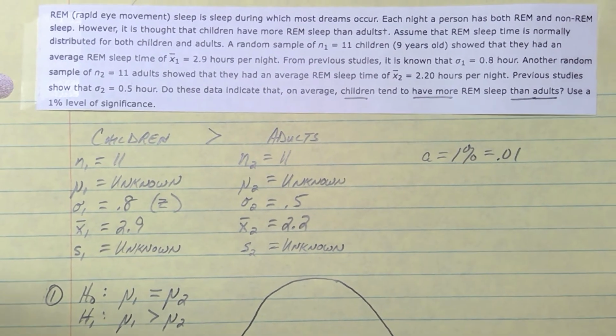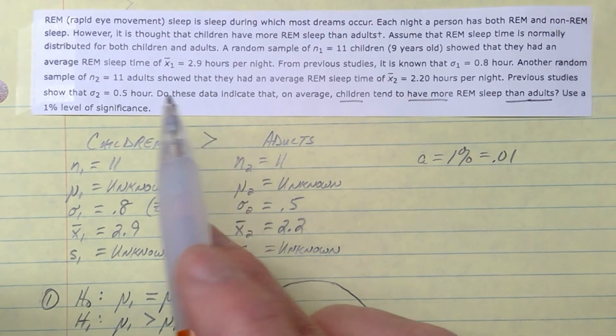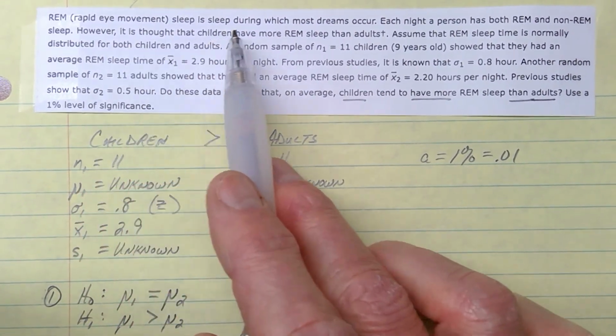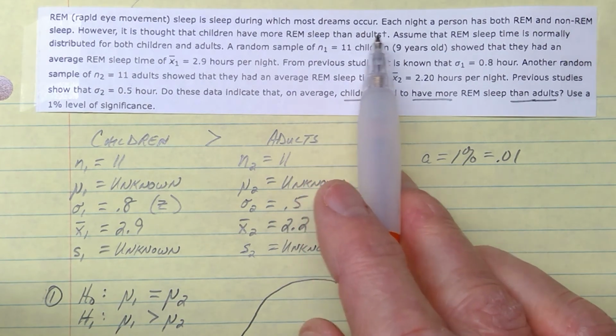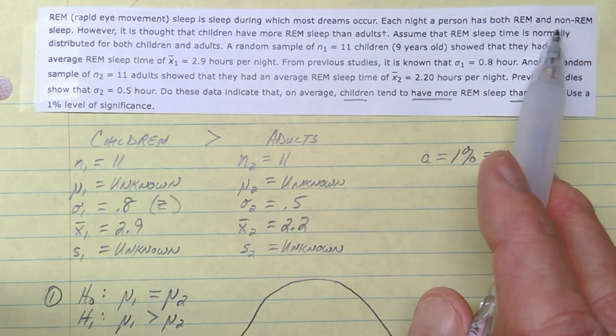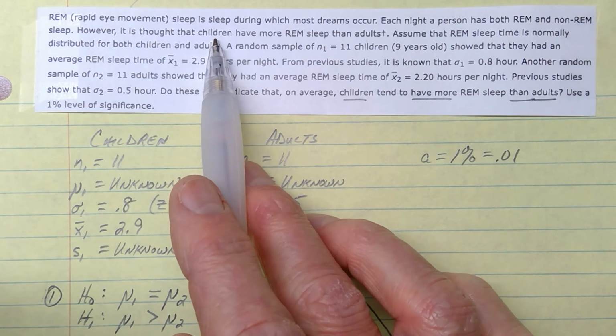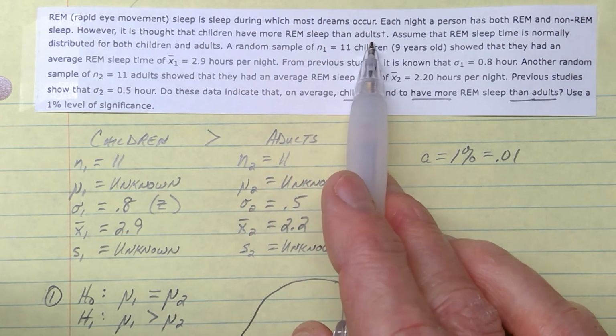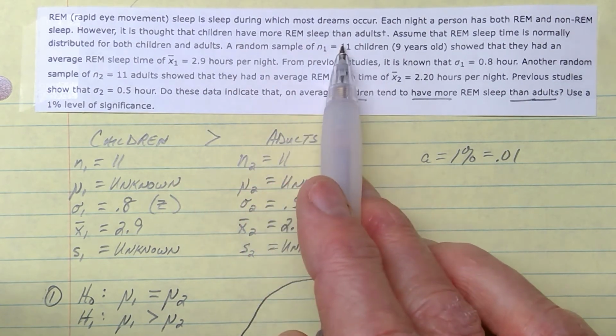All right, so let's do one more and just call it good for the day. REM, rapid eye movement sleep, is sleep during which the most dreams occur. Each night a person has both REM and non-REM sleep. However, it's thought that children have more REM sleep than adults, so they think that children dream more.